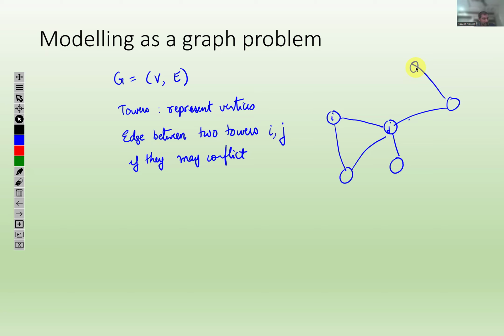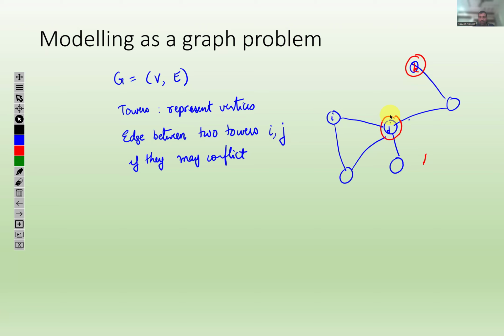So that's the question. A way to rephrase your answer is, for instance, this J and K in what I've drawn should be able to transmit because they are not conflicting. So they should be able to transmit on the same frequency. Right? So there are two towers in this particular graph that can transmit at the same frequency. Can someone find a bigger one?